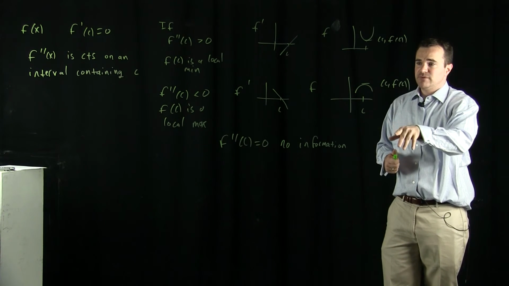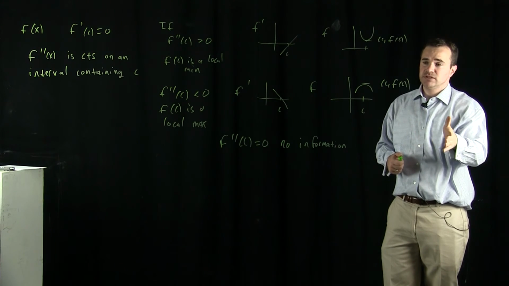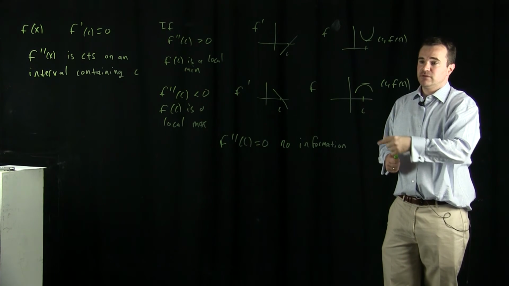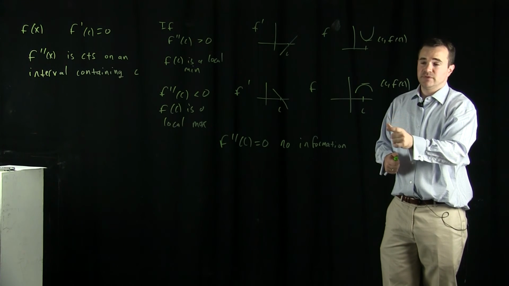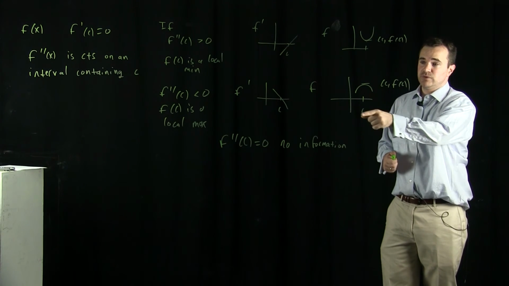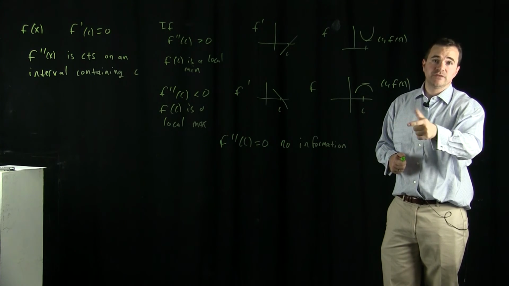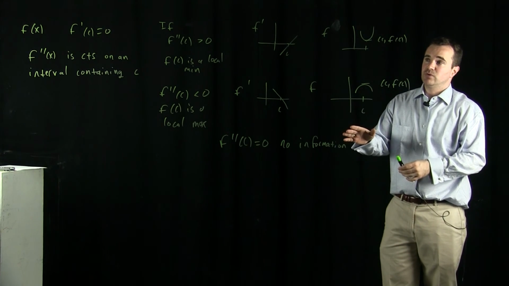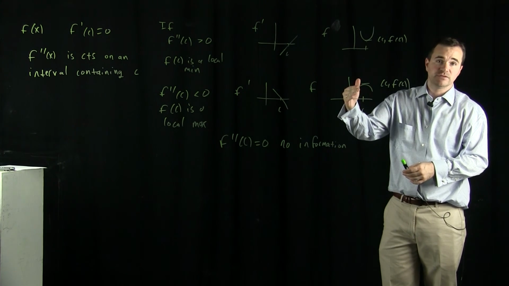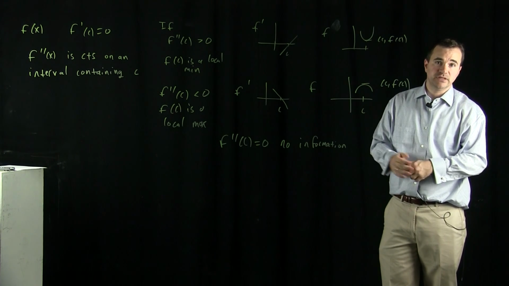A quick example of that: if you go back to y equals x cubed and look at the second derivative at x equals 0, that's going to be a critical point with second derivative equal to 0. It'll be neither a min nor a max. So the second derivative test only works when your second derivative is definitely positive or definitely negative at a point.